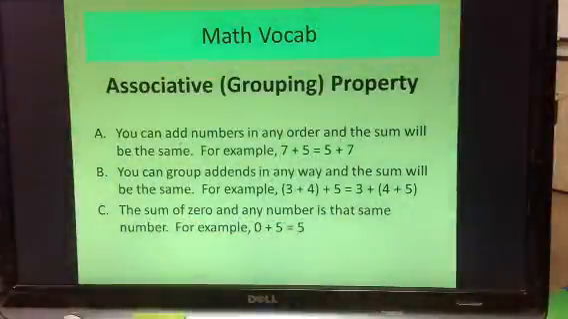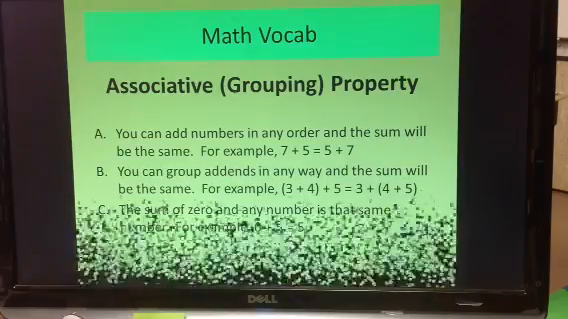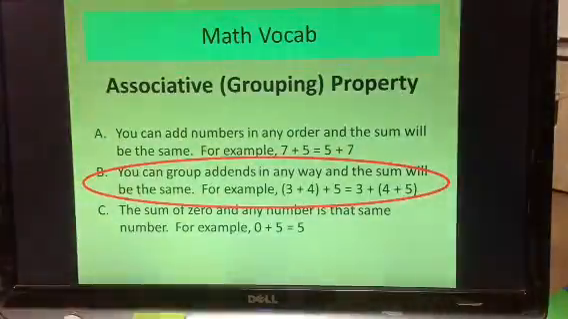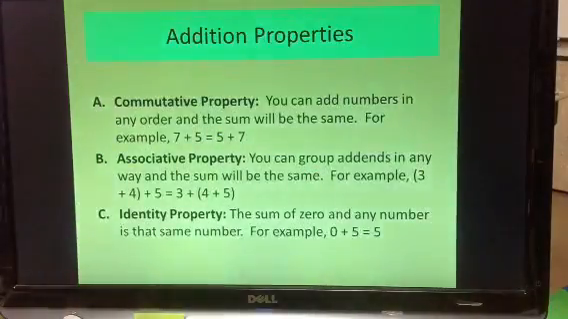What about the associative or grouping property? Which one shows that? Here, B shows the associative or grouping property. You can group addends in any way and the sum will be the same. For example, 3 plus 4 plus 5 is the same as 3 plus 4 plus 5 with the 4 and the 5 added first. There they are again to review. And this is in your book as well.